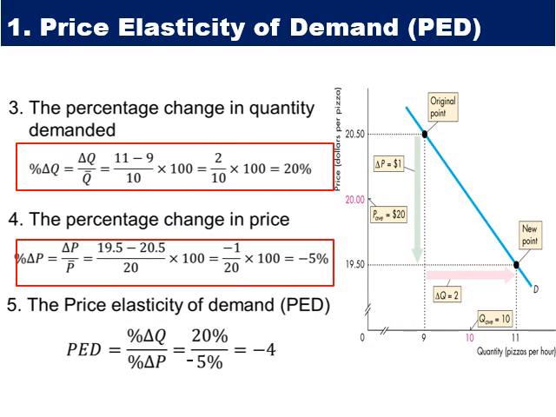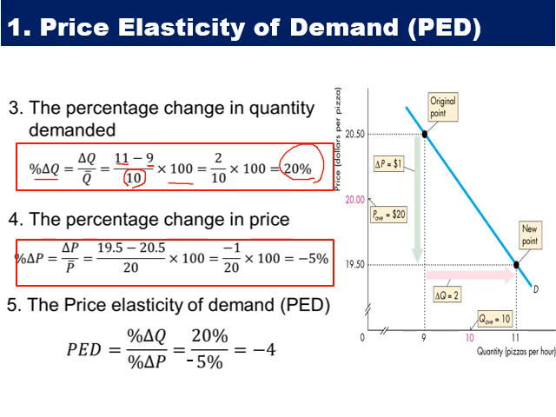Now, the third step in this example is to compute the percentage change in the quantity demanded, percentage delta Q, which equals delta Q divided by Q bar that we have just computed in step 2. Here delta Q means the difference between the new and old quantity. So the new quantity is 11 minus the old quantity, which is 9, divided by the average quantity, which is 10. All this times 100. So here the percentage change in quantity equals 20%.